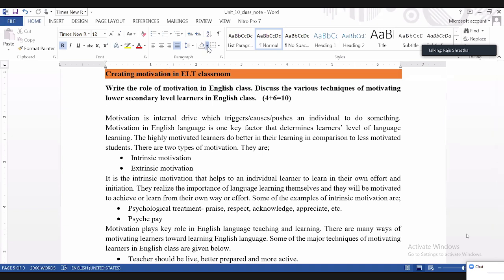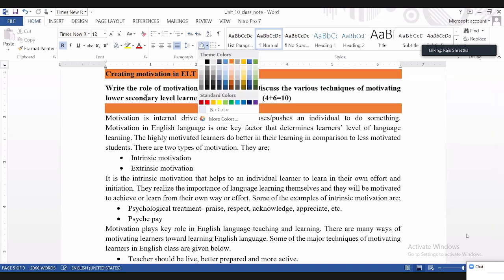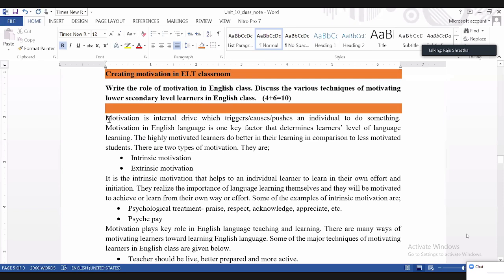This is a sample answer, and you also have some knowledge, understanding and experience. So my request is to read this answer also. You adjust your ideas here, and you make your own answer about creating motivation in the English language classroom. Okay, we can do it like this. So, write the roles of motivation in English class.